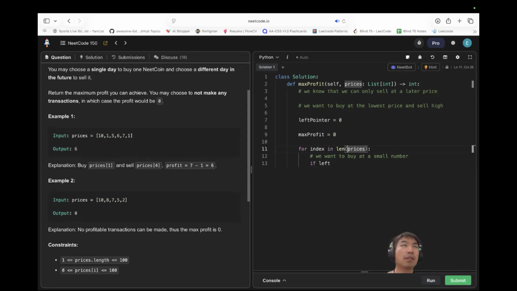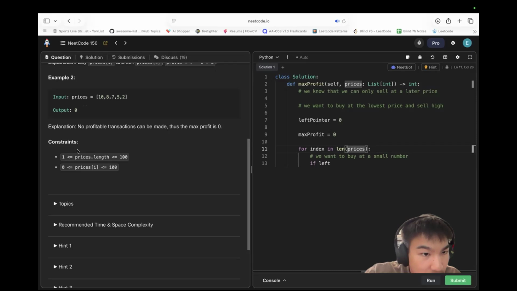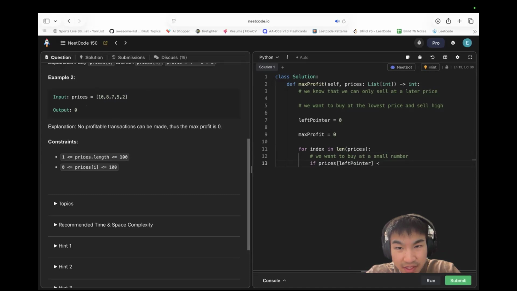But it's possible that the whole entire thing is only one, so I'm not gonna just skip the first one. I'm just gonna say if index in prices, if prices[index] is less than prices[left pointer].